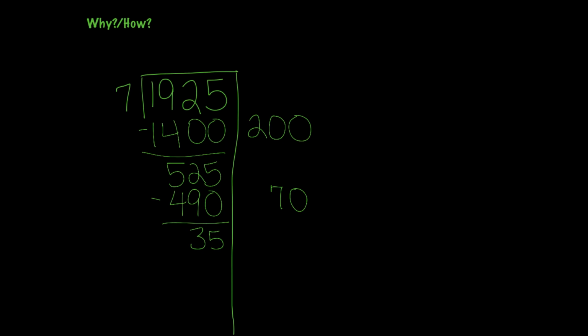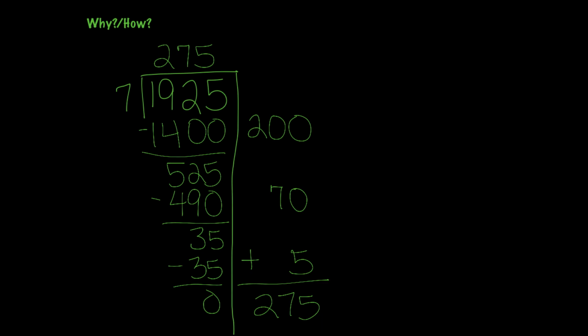So what basic fact do you know that you can multiply times 7 to get 35? Hopefully you came up with 5, because 5 times 7 is 35. So we subtract those, we get 0. We add our numbers up here, and our final answer is 275.